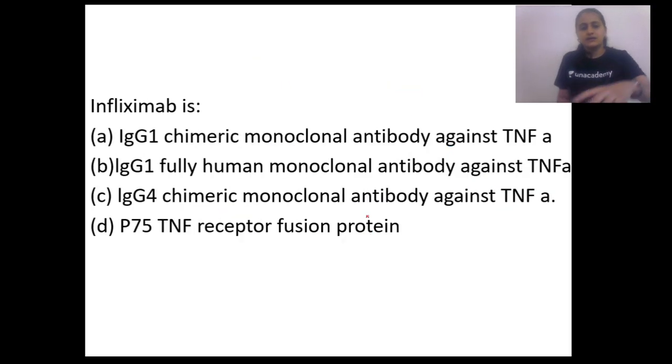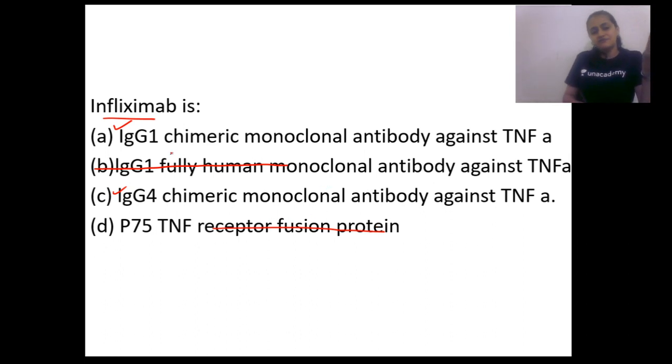Remember that. Coming to the next question, now you've read this much about infliximab, but suddenly you get this question in your exam hall. How do you crack this question? Infliximab is IgG1 chimeric antibody, fully human antibody, IgG4 chimeric antibody, or a receptor fusion protein. Start ruling out the options based on the knowledge that you have. First option you rule out is option B, because it is not a fully human antibody. We know that it is a chimeric antibody. It is not a receptor fusion protein. It is a monoclonal antibody. So D is also ruled out.